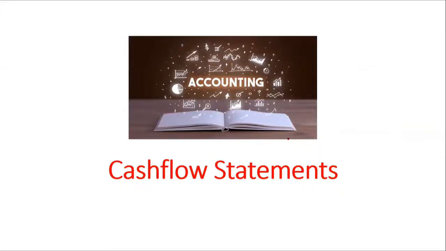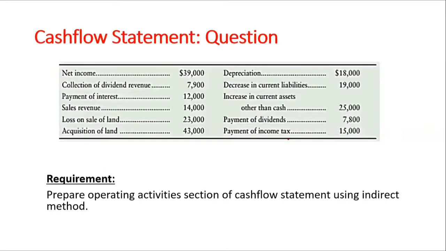This one is a continuation of my cash flow statement short video. In this one, we are going to look at a short question where we will be preparing the operating activities section of the cash flow statement using the indirect method. So the first step that we will take care of is to identify which activities fall into operating activities and which activities will fall into investing and financing activity.